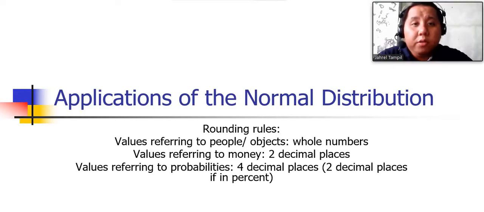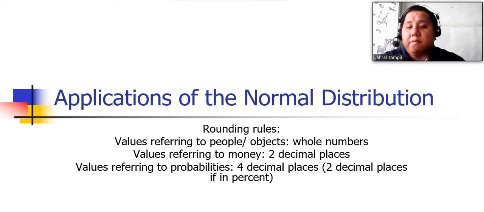In this video, we're going now to apply the normal distribution to certain problems and use Excel to compute for the problems that we would need. Just some rounding off rules. Values referring to people or objects should be whole numbers, of course. Values referring to money are 2 decimal places for the centavos. Values referring to probabilities are 4 decimal places or 2 decimal places if it's in percent. So those are some of the rounding off rules.